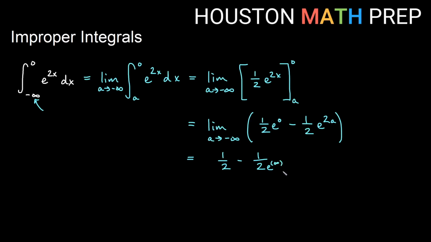This is not actually saying e to the infinity, because again, we can't plug in infinity and do arithmetic with it, but e to some really large exponent on the bottom of the fraction means that now this fraction is going to tend toward 0. So we will actually have 1/2 minus something that gets really close to 0, which will just give us 1/2. This one also converges.